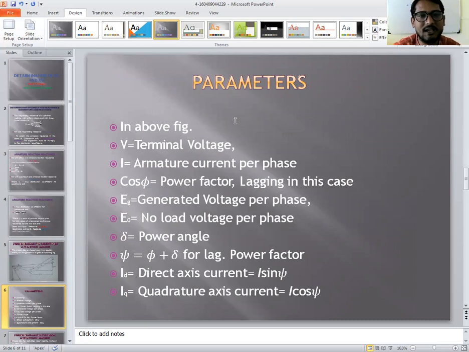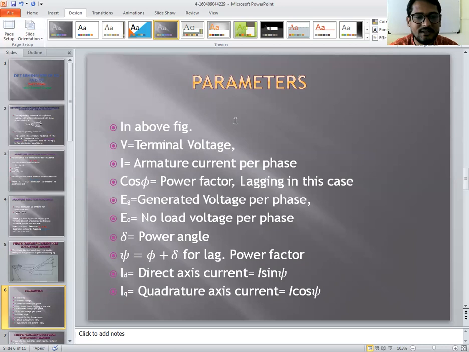V is the terminal voltage, I is the armature current per phase, cos phi is the power factor. In this case, the cos phi is lagging. EG is the generated voltage per phase. E0 is the no load voltage per phase. Delta is the power angle. Psi is phi plus delta. For lagging power factor, ID is the direct axis current, I sin psi, and IQ is the quadrature axis current, I cos psi. These are the parameters.